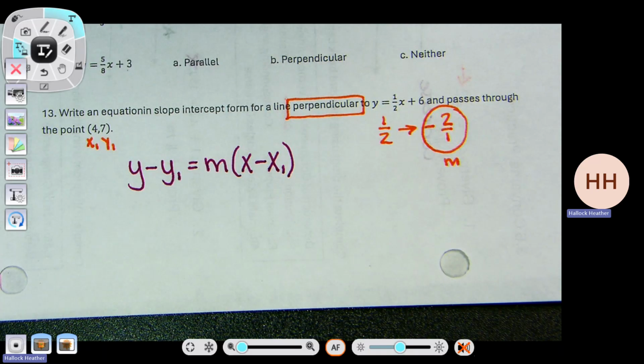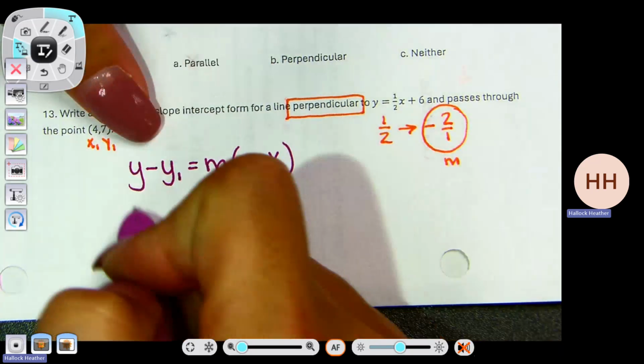So this is X1 and Y1. Y slowly changes to -1. And then in parentheses, it's just an X thing. Now distribute. Distribute the -2/1 into the X. That's just -2/1x.